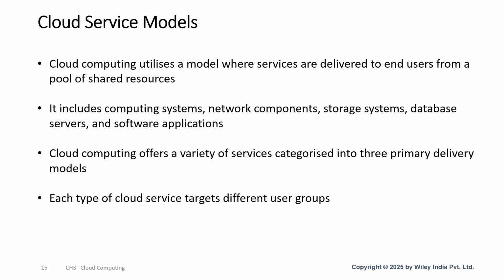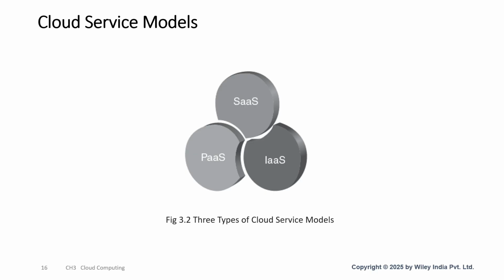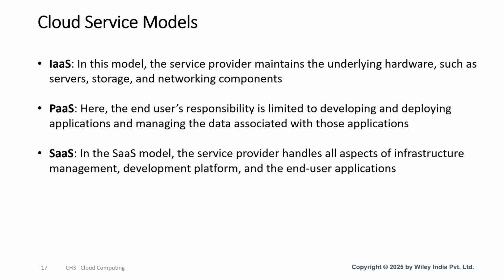Now, based upon why you are using clouds for cloud systems, network systems, storage systems, database, software applications, you can categorize them into different groups. For example, we have SaaS, PaaS, and IaaS. So IaaS means infrastructure as a service. When you are using the cloud services for server, storage, networking components, you are using basically IaaS.